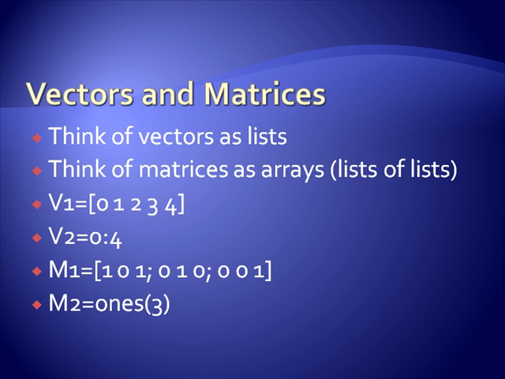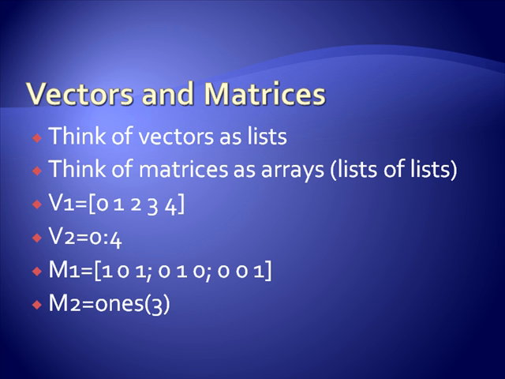Matrices are similar. We still use square brackets, but you separate rows by semicolons. So I say 1 0 1, separated by spaces. That gives me row 1 with 3 elements, 1, 0, 1. Then I put a semicolon, go to row 2, and I get 0 1 0. And then I go to row 3 and get 0 0 1. So this would be a 3 by 3 matrix. 1 0 1 is the top row, 0 1 0 is the middle row, 0 0 1 is the bottom row. There's also some commands for creating specialized matrices.